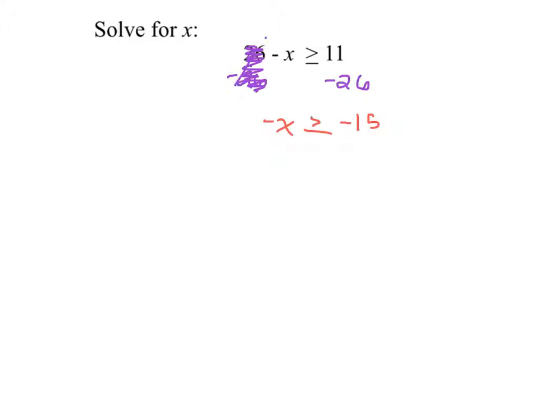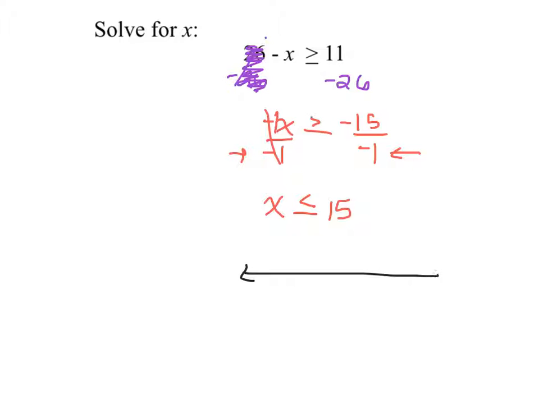Now I never want a negative variable. Remember, I can really put a 1 in front of this. This is like a negative 1x. So to get rid of the negative 1, I need to divide by negative 1. My negative 1 cancels out and I'm left with x. A negative divided by a negative is a positive, so positive 15. However, since I divided by a negative, remember to flip your symbol. So x can be any number as long as it's less than or equal to 15.